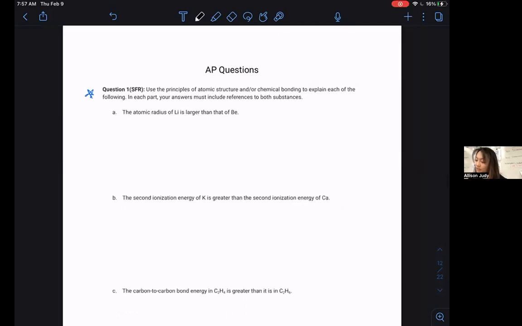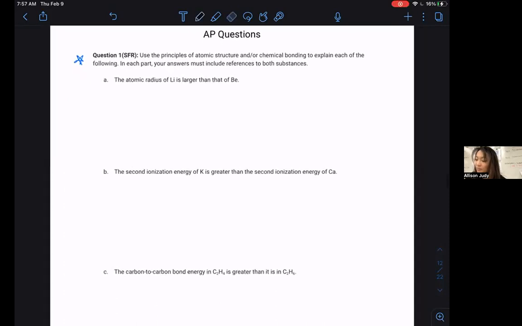So for question 1, this is a short FRQ worth about 9 minutes according to the AP, and it's worth 4 points. So use the principles of atomic structure and or chemical bonding to explain each of the following in each part, okay? Your answers must include references to both substances. So they tell you right away that they want you to explain both. All right. So what we have here is the atomic radius of lithium is larger than that of beryllium.